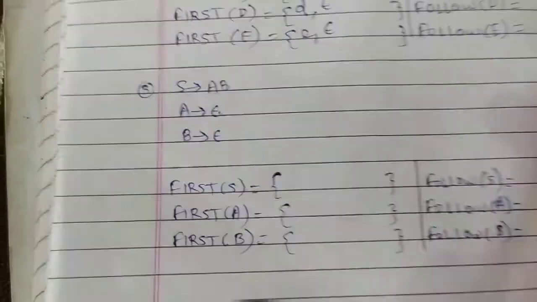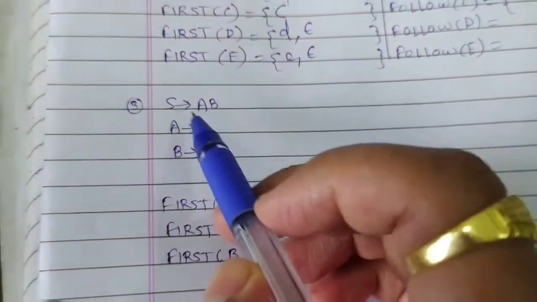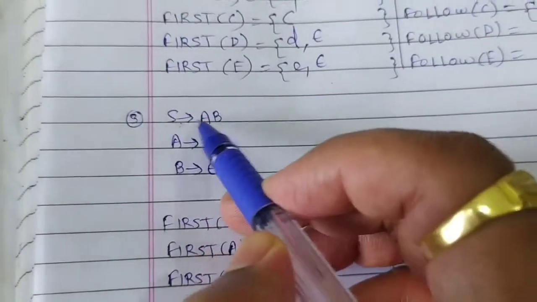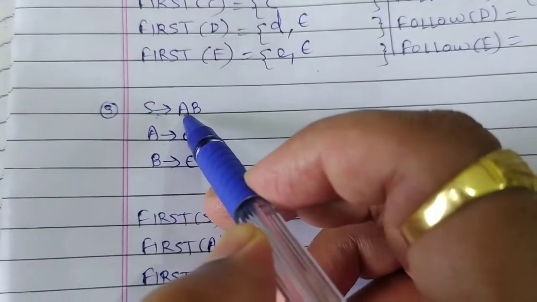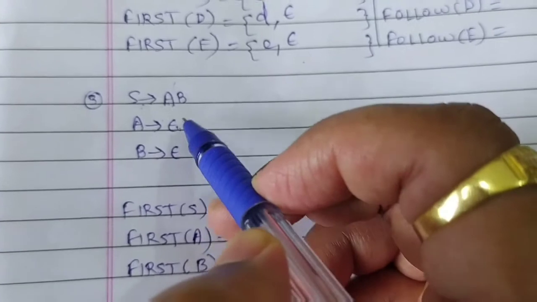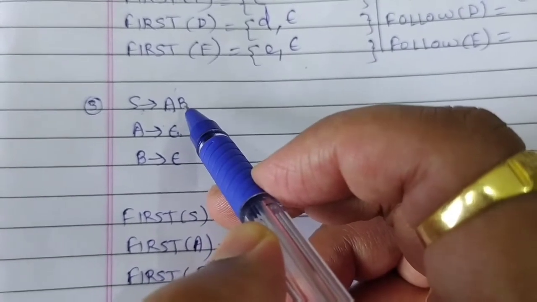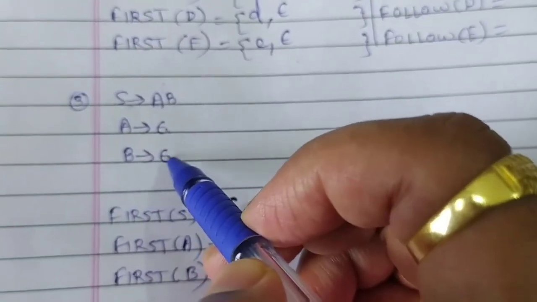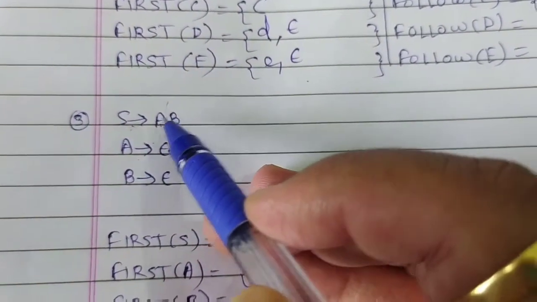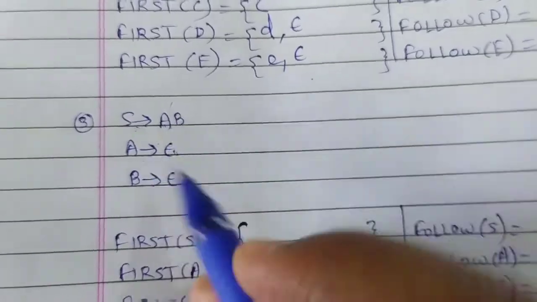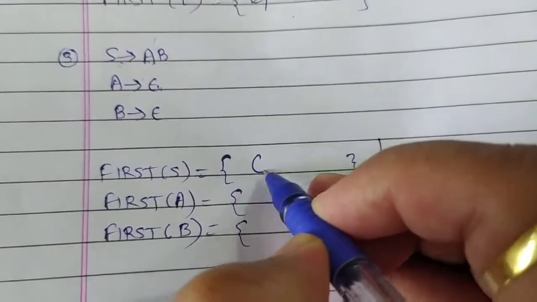Now we will find out first for this example. So first for S, it starts with capital A, but capital A means what? Epsilon. So if you put epsilon here, it will get removed. Now it will start with capital B, but capital B means what? Epsilon. So again if you put epsilon there, both epsilons get removed, so it becomes epsilon. So first of S will be epsilon.